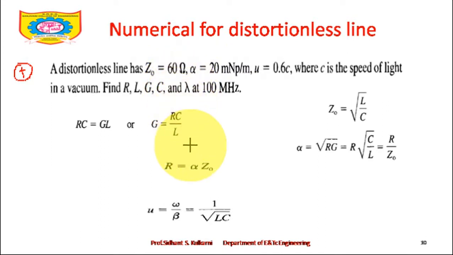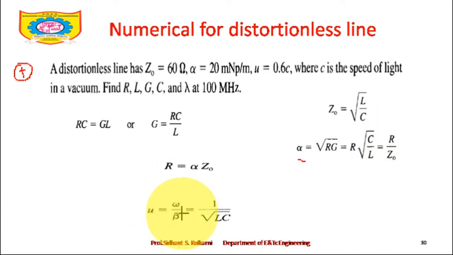So we already know the condition for a distortionless line is LG equal to RC, and you can put the value of G equal to RC upon L. Now we already know what is the value of alpha for a distortionless line. Alpha is equal to under root of RG. Can I put the value of G here from this particular equation, RC upon L? So if I put here, I will get R multiplied by under root of C by L, but root of C by L is inverse of Z0 because Z0 is under root L by C. So alpha equals R upon Z0. Z0 is known to me, alpha is known to me, I can calculate R.